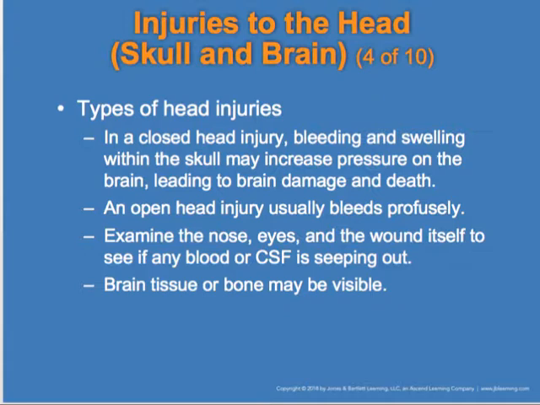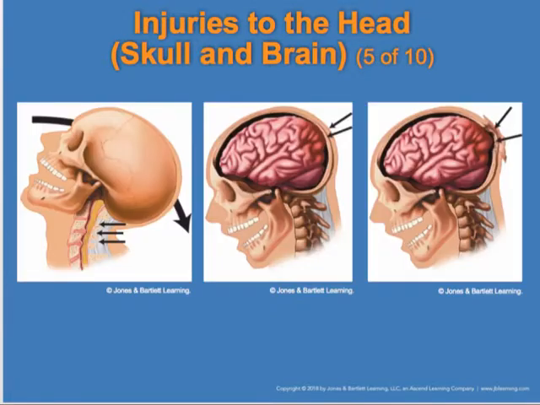Types of head injuries. In a closed head injury, bleeding and swelling within the skull may increase pressure on the brain, leading to damage and death. An open head injury usually bleeds profusely. Examine the nose, eyes, and the wound itself to see if there's any blood or CSF, which is cerebrospinal fluid. See if any of that's seeping out, because that's going to be a problem if it is. Brain tissue or bone may be visible for these types of injuries.